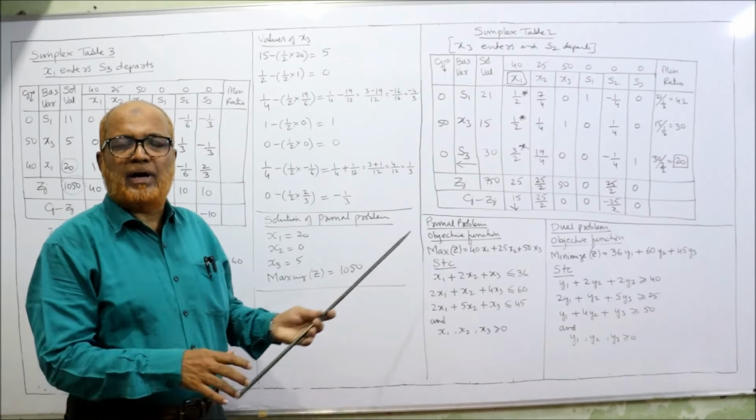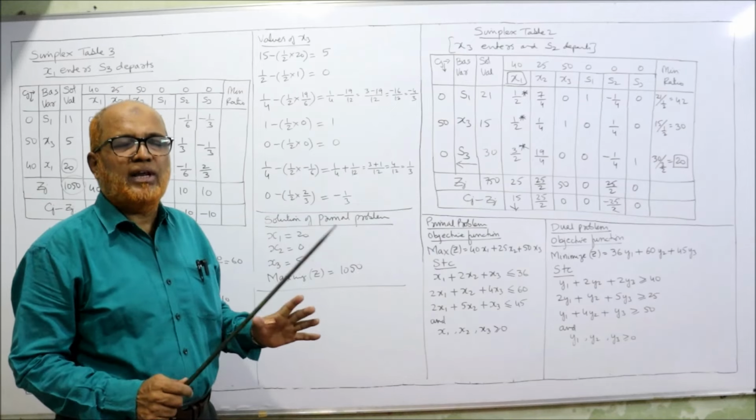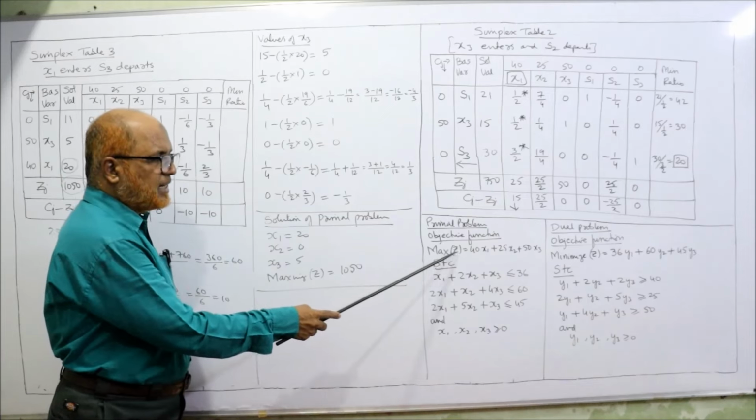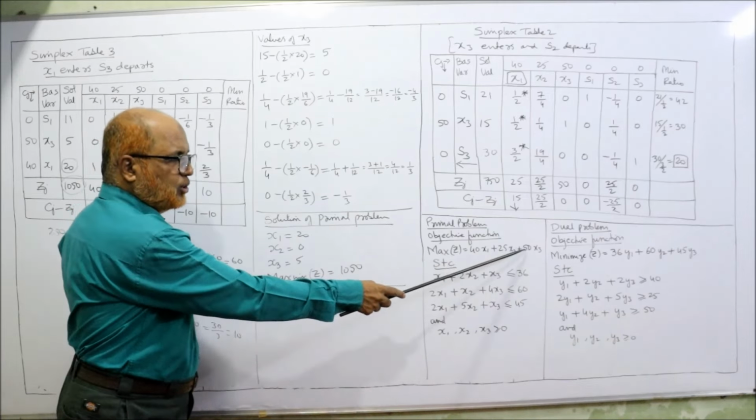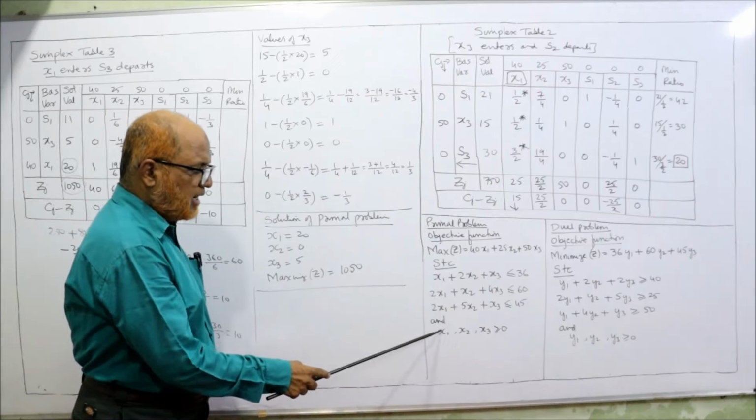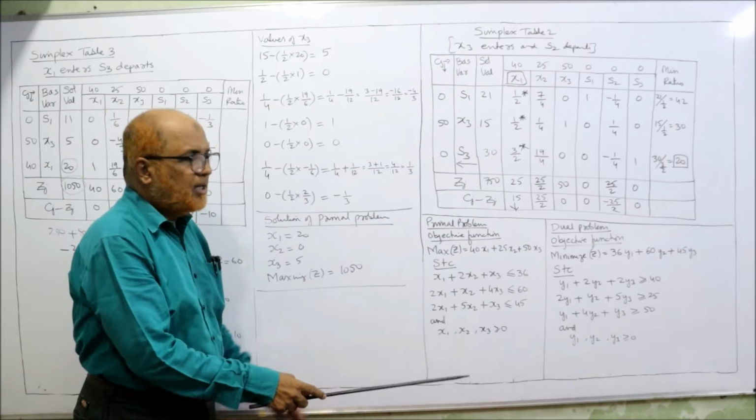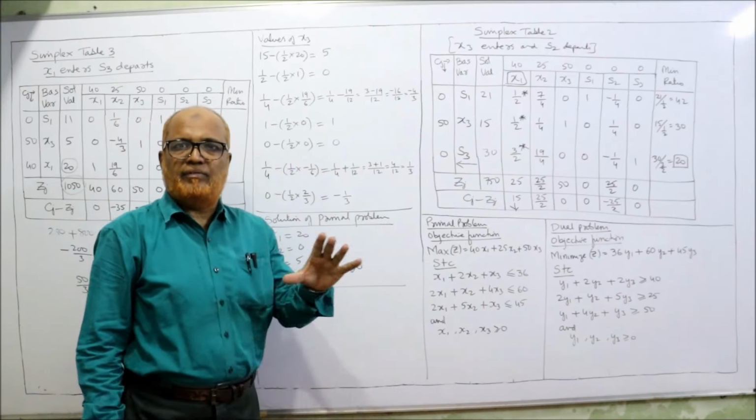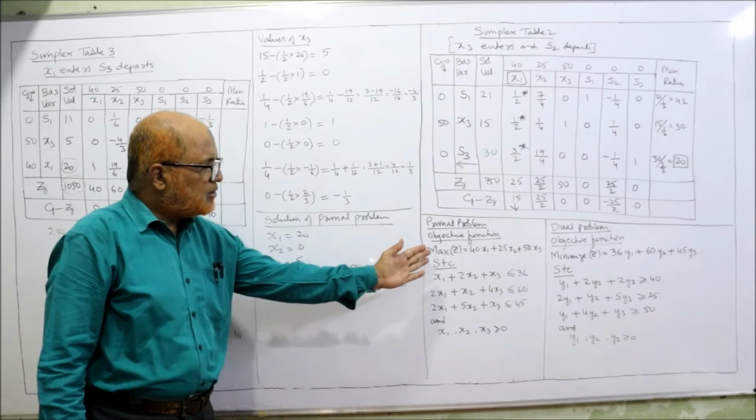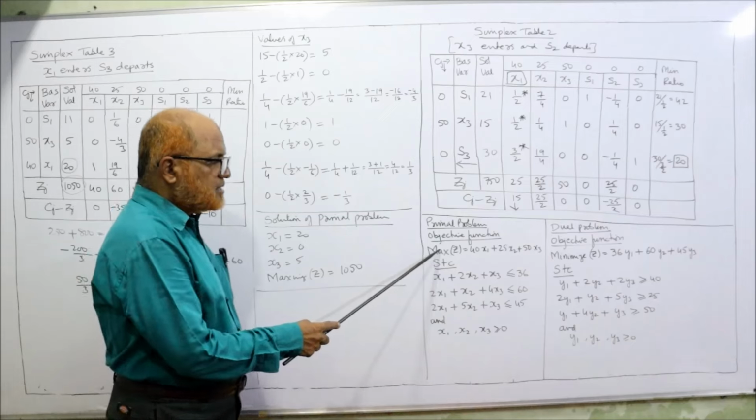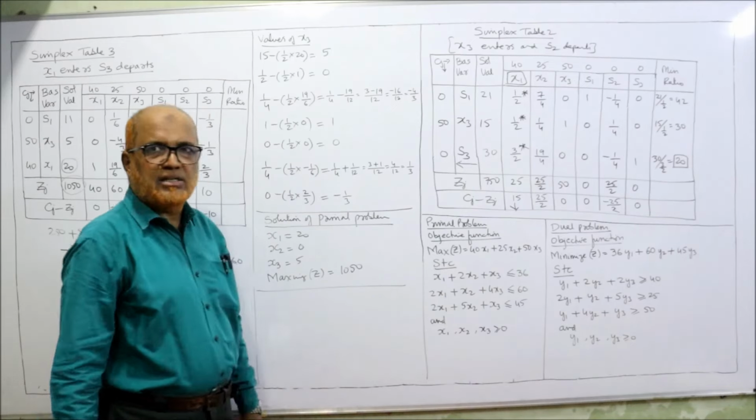In the beginning of this problem, I have given the formulation of the primal problem. The formulation of the primal problem was maximize z equal to 40x1 plus 25x2 plus 50x3, subject to three constraints, and x1, x2, x3 greater than or equal to 0. This is the primal problem already given in the beginning. Now we need to convert this primal into dual. How to convert? The maximization problem will become minimization.